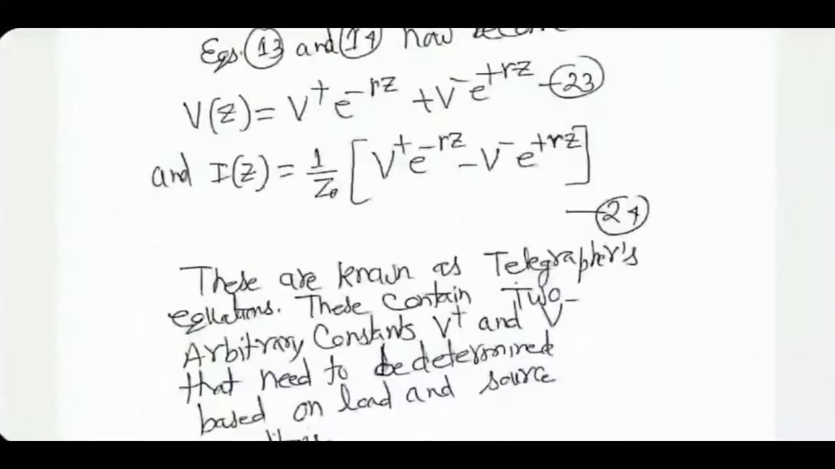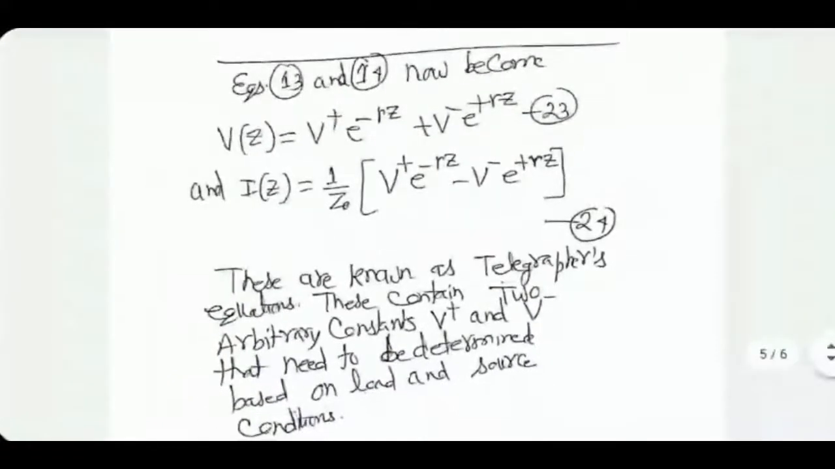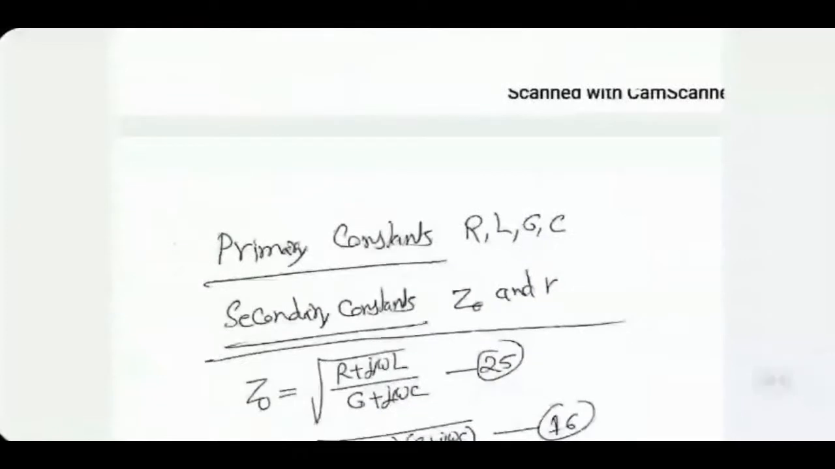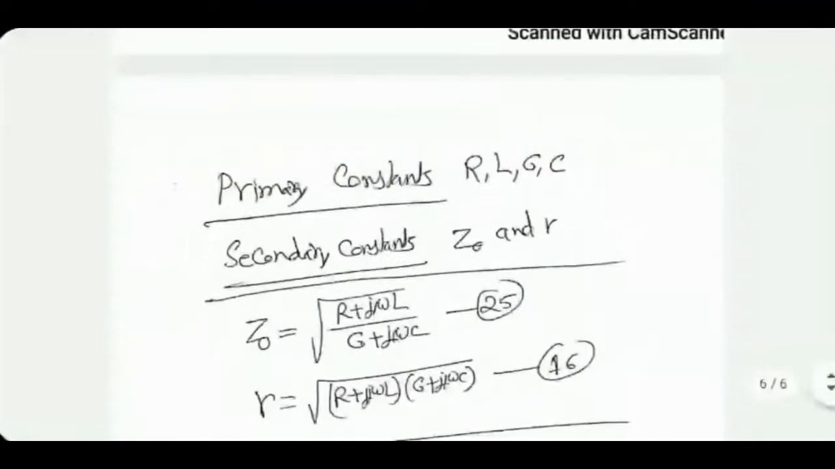Now V plus and V minus, of course, need to be determined based on what is happening on the load side, what is happening on the source side of the line, etc. They will not go away just like that. But we are glad that we have only two arbitrary constants left out of 4. And let me reiterate that primary constants are R, L, G, C, as we have seen already.